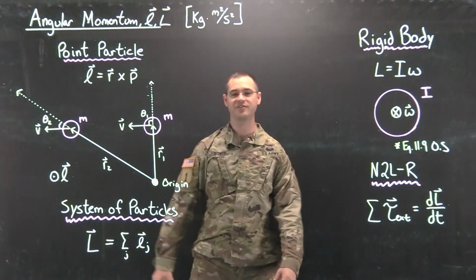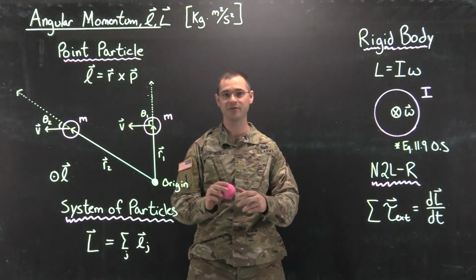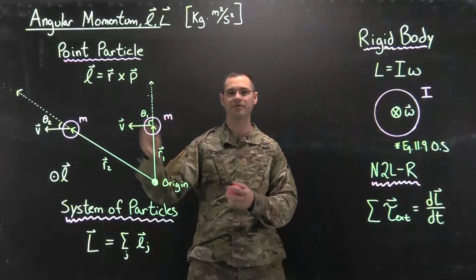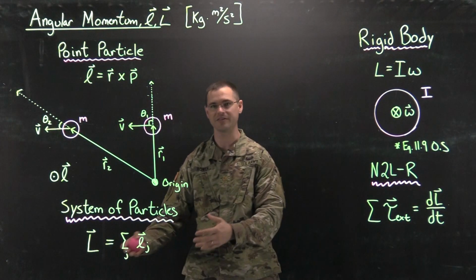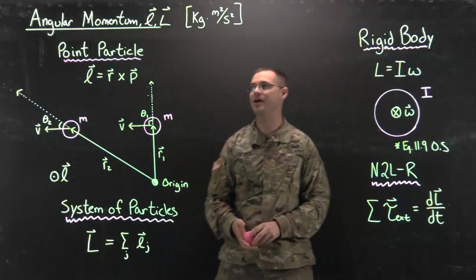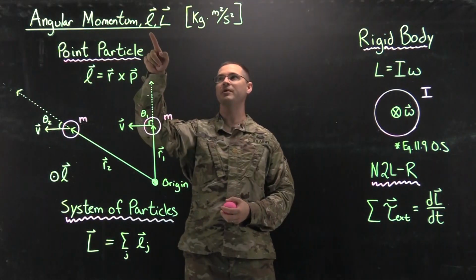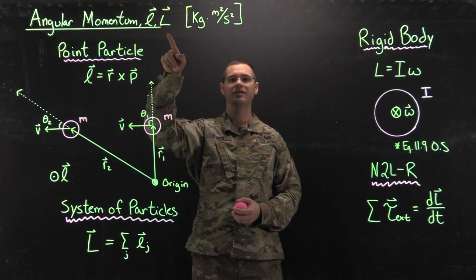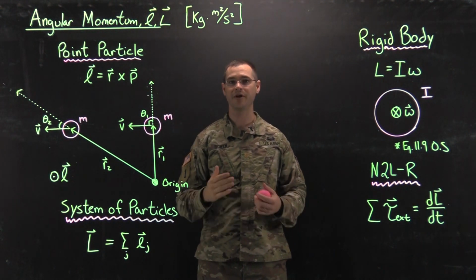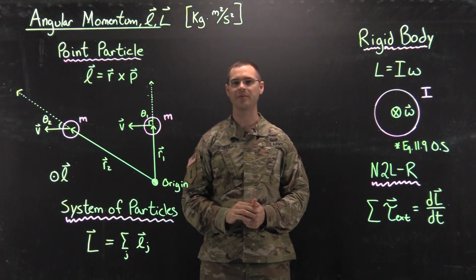Okay, so today we're talking about angular momentum for both point particles and rigid bodies and systems of particles. So let's get right in. The angular momentum is shown by the variables L and capital L. They are both vectors, which means they both have direction.